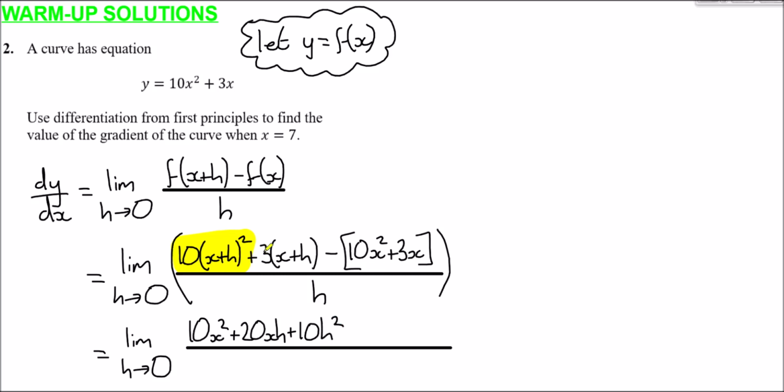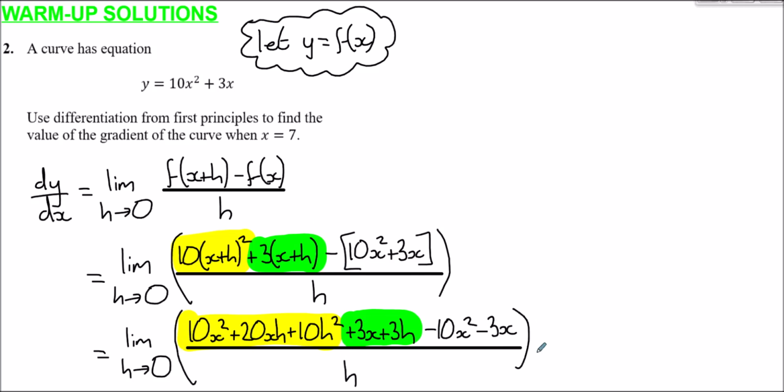Now, we can do the plus 3 lots of x plus h. So expand this out as well. So 3 times x is 3x. 3 times h gives us 3h. Then we can subtract what we have here. So minus 10x squared is obviously minus 10x squared. Minus positive 3x gives us minus positive 3x, like so, and we still didn't have a fraction line long enough because it's such a long thing to do. So all of that still is over h.